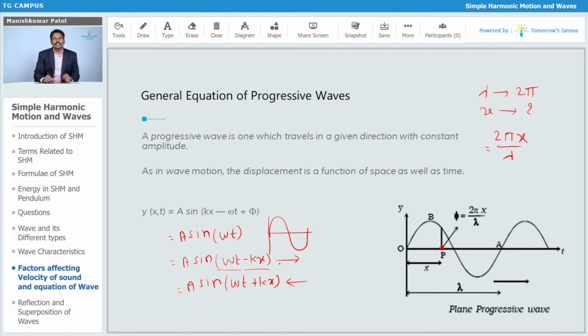Definitely after a certain interval of time it starts vibrating. The first particle which is at O starts vibrating, then finally these vibrations reach up to the point P. By that time, the angular displacement is nothing but 2 pi x upon lambda, which I have shown over here.